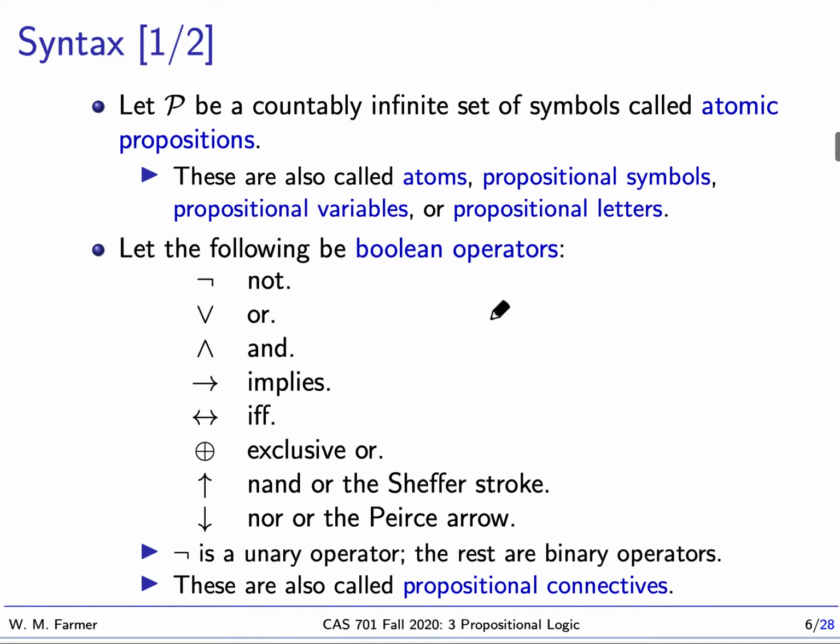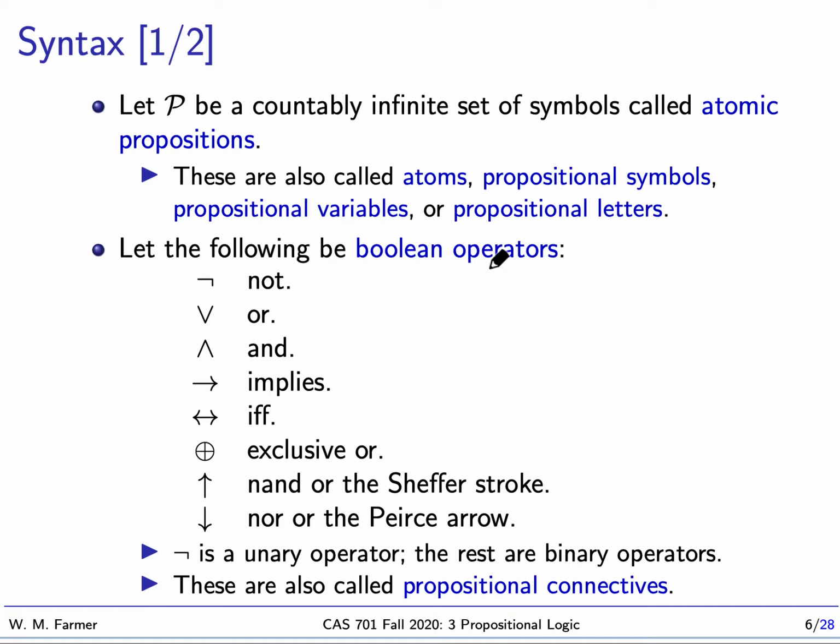And we're going to look at syntax, then at semantics. So my family is going to be defined by picking a countably infinite set of symbols called atomic propositions. So these are just symbols. They represent propositions. They represent statements. And as I said, we're not concerned about what the statements are. So two different atomic propositions will represent two different propositions.